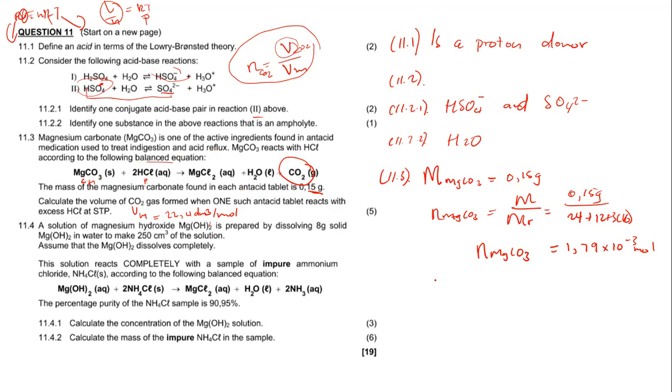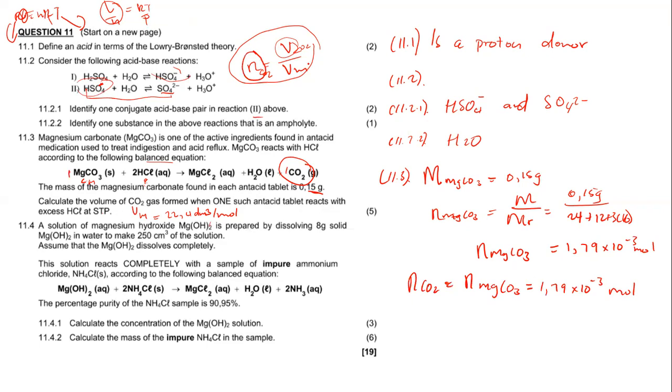So the number of moles of carbon dioxide will be the same as the number of moles of magnesium carbonate. Why am I saying that? Because the stoichiometric coefficient for magnesium carbonate is 1. The stoichiometric coefficient for carbon dioxide is also 1. So that means they have the same number of moles. So the number of moles of carbon dioxide will be the same as 1,79 times 10 to the power of -3 moles. Now I know the number of moles of carbon dioxide.